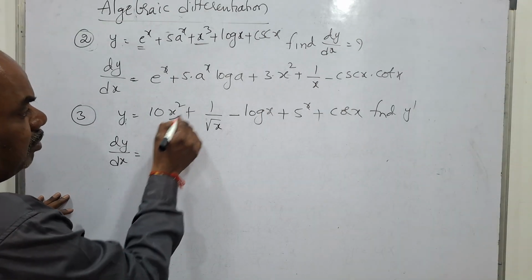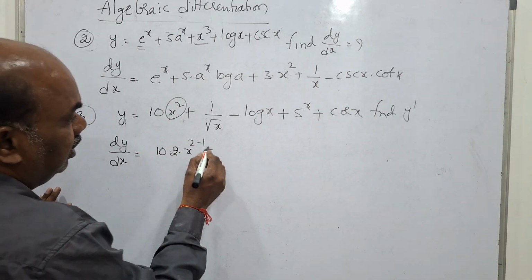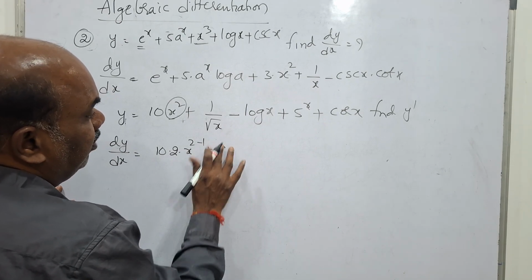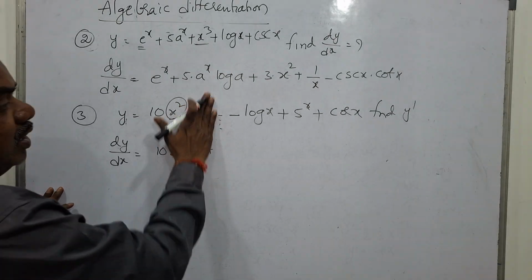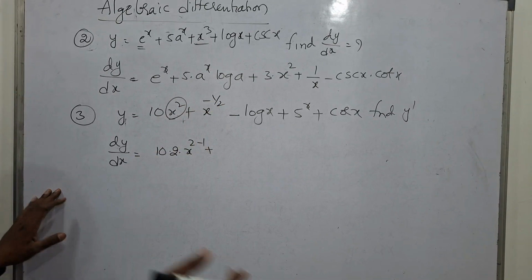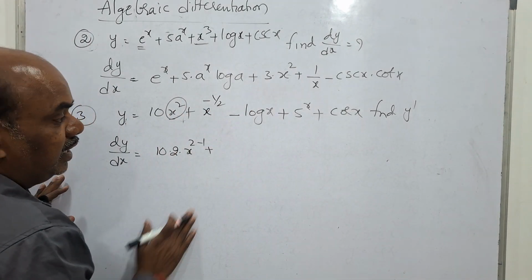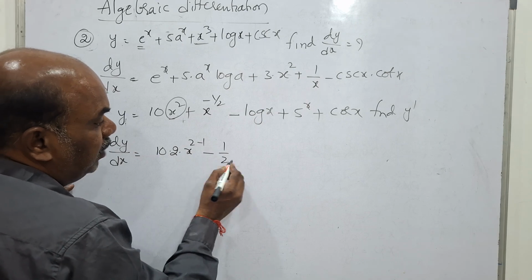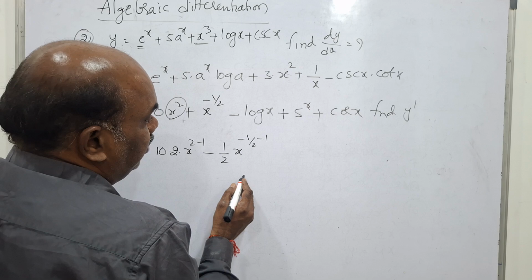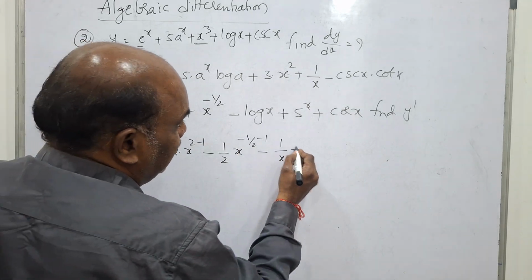10 is in the form of x power n, n into x power n minus 1, plus 1 by root x. Root x comes into numerator. What will happen beta? You can write it as x power minus 1 by 2. Root x means x power 1 by 2, bring into numerator, x power minus 1 by 2. This is in the form of x power n, n into x power n minus 1, minus 1 by 2 minus 1, minus log x, 1 by x, 5 power x.